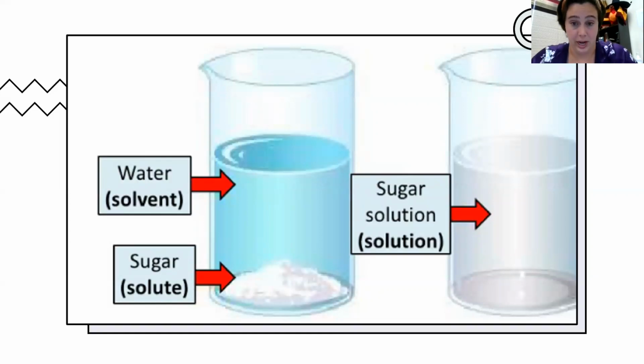Really important to understand that sugar and salt, they are able to dissolve. They're not disappearing. They're just broken up into teeny molecular little pieces. So that is what makes sugar a soluble substance, because it is able to dissolve into another substance. That's what salt does too.